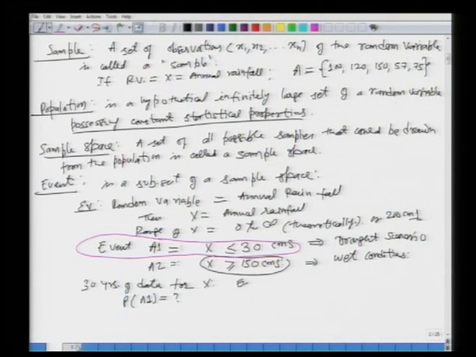Okay. So, let us move on, and now we define what is called the probability. What is a probability of occurrence of an event A? So, we have defined the sample, the population, the sample space, the event. Now, we are defining probability of occurrence of an event. That is P of A is defined as the limit as n tends to infinity of n_A over n.